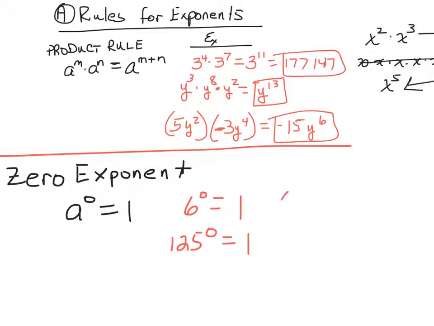Now, what about these two things? Let's talk about them. Negative 6 to the 0 as a quantity. And let's compare that to negative 6 to the 0, not in parentheses. Well, I'll do the first one. We just said any real number except 0 to the 0 is 1. So negative 6 to the 0, that's 1 right there.